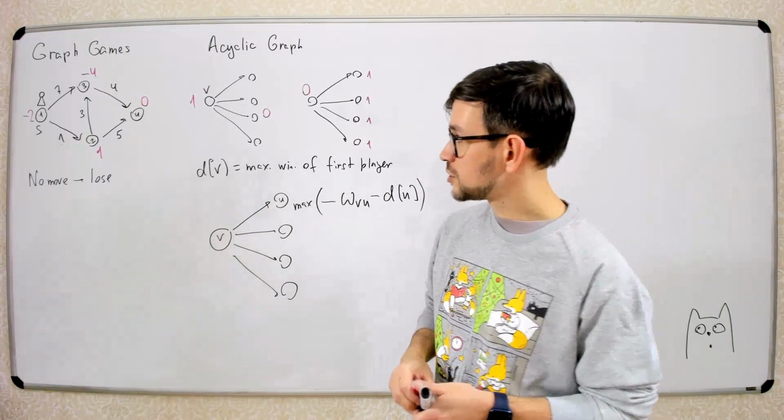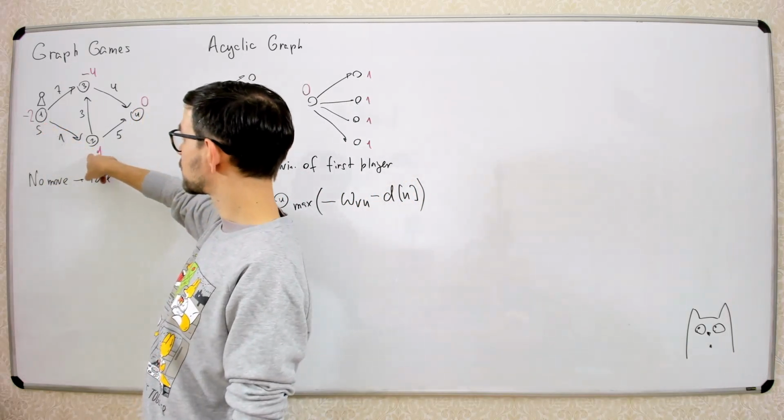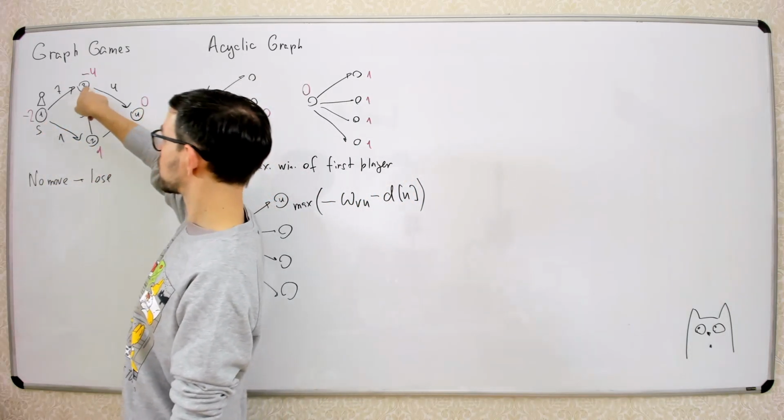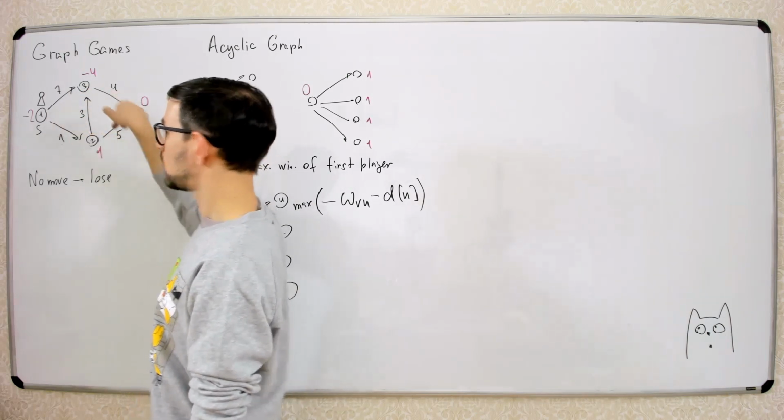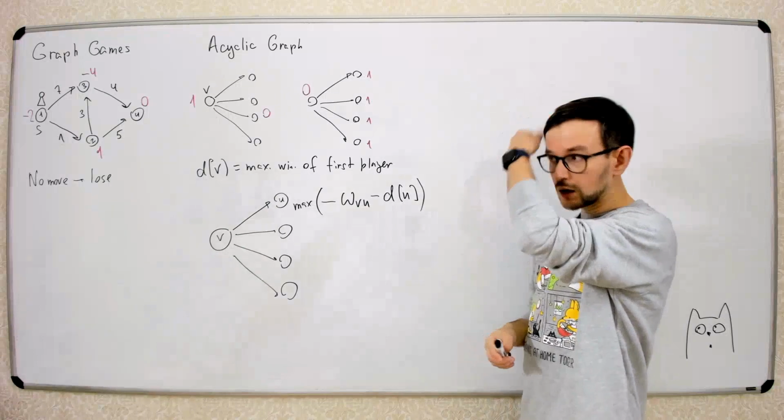So the optimal strategy for the first player is to go here. The optimal strategy for the second player is to go here, and the optimal strategy for the first player is to go here. So total winnings will be -2. Good. That's all.